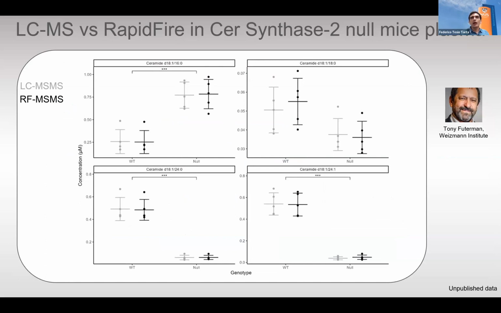We've been working for a while with Tony Futterman on this ceramide synthase 2 null mouse model, which we thought is an ideal model for this test. In this model, ceramide synthase 2 does not synthesize very long-chain ceramides, and there is a compensatory increase in long-chain ones in plasma. When we compare the mouse plasma with both methods, LC and RapidFire, we observe identical results in both the wild type and null mice. So this was quite encouraging.